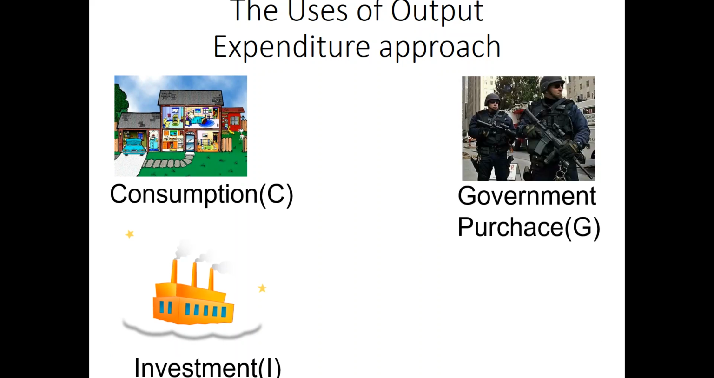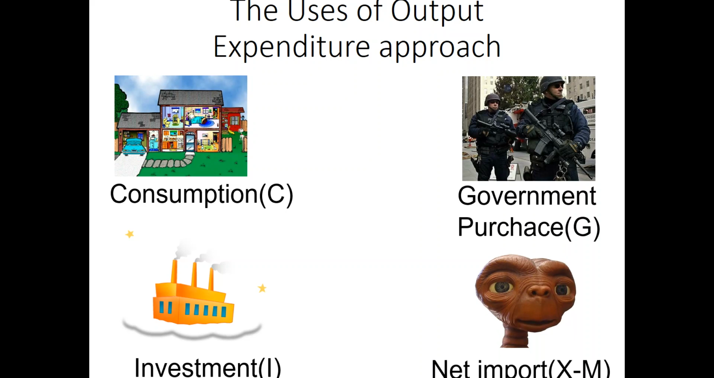The products are produced for consumption, and the products produced for investments, and the products produced for government purchases, and the products purchased for net export, exports minus imports. So these four components all together contribute to our GDP. Our GDP is used in these four different areas: consumption, investment, government purchase, and net export. Now we're going to look at them one by one.